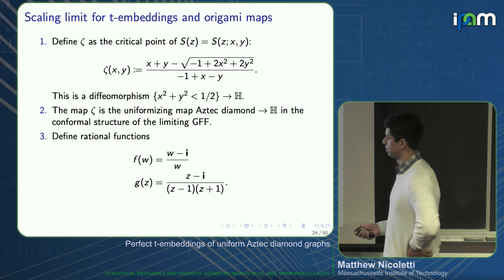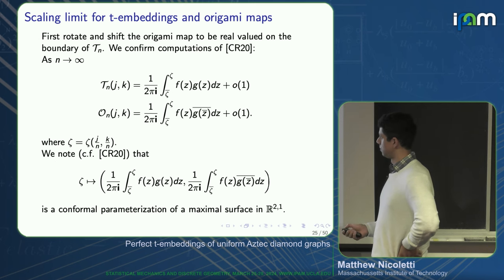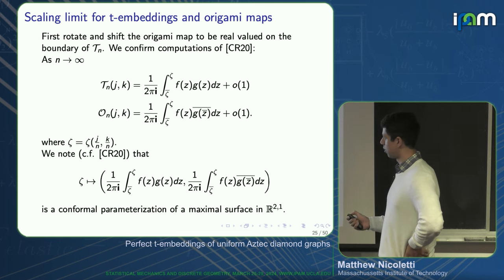Okay, and so finally, just to state what appears on the next slide, we define these two holomorphic, rational functions, f and g. So this was already computed in Chelkak and Ramassamy's work. We recompute, using this formula, that the scaling limit of the t-embedding has this form, and the scaling limit of the origami map has this form.